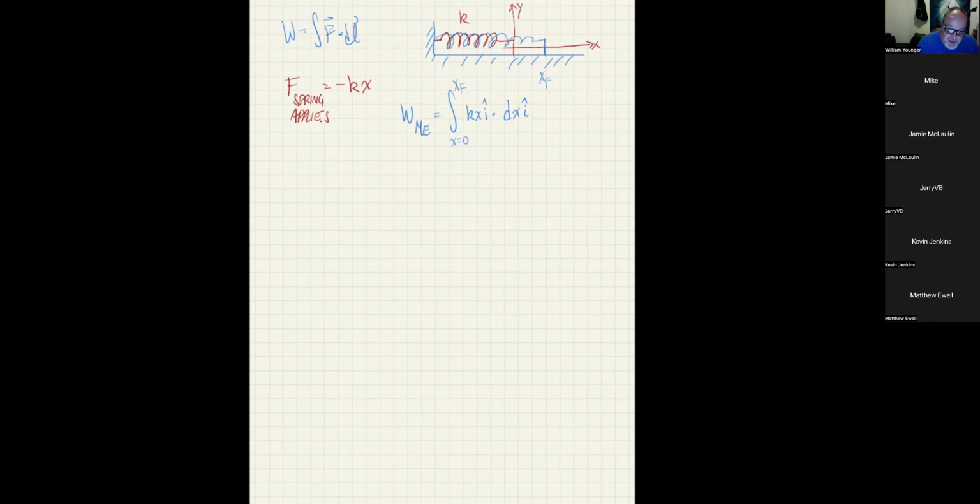Okay. Now, again, we learned that the dot product is a vector product. So I'm actually going to have K times X times dx times I hat dot I hat. And you see that this is in fact just 1. So I end up getting 1/2 K X squared as my integral. And I evaluate that from 0 to X final. So in fact, the work done by me is 1/2 K X squared.